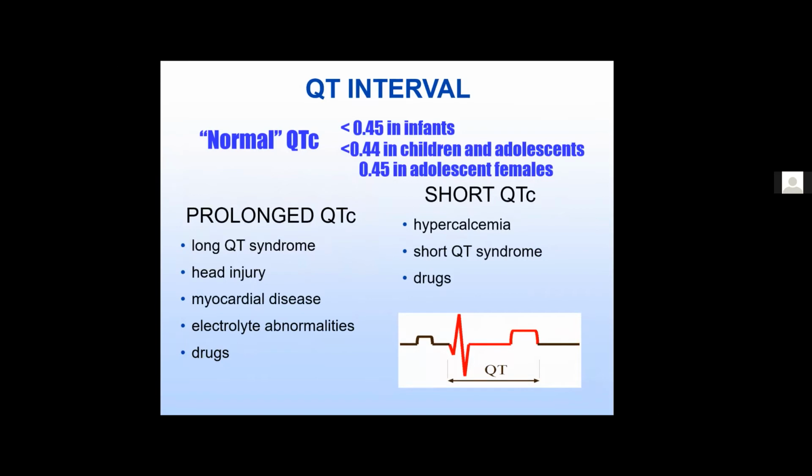So we get a question of what's a normal QT interval? So this is a rough guideline. We can spend a whole hour talking about what's normal versus abnormal. So less than 0.45 in infants, 0.44 in children and adolescents, and 0.45 in adolescent females. However, realize that even at a QTC of 470 milliseconds, there's going to be 1 long QT syndrome for every 200 normals. So the fact is there's quite a bit of overlap. So this is something that can be challenging, but just because a patient has a QT of 450 doesn't necessarily mean that they have long QT syndrome.